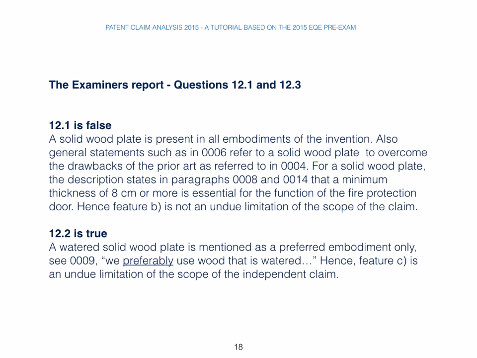12.2 is true. The examiners say a watered solid wood plate is mentioned as a preferred embodiment only. See paragraph 9. We preferably use wood that is watered. Hence, feature C is an undue limitation of the scope of the independent claim.